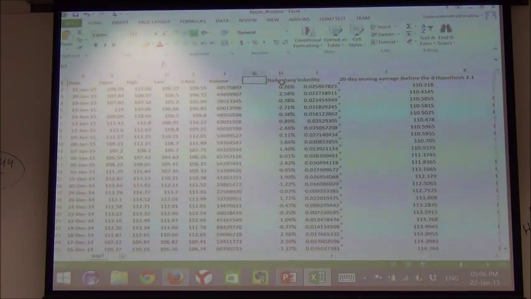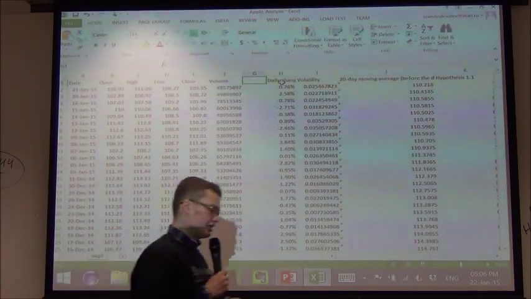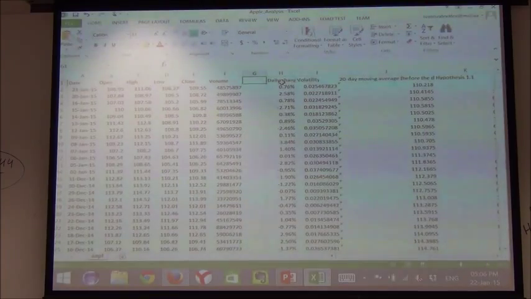What is an open price? Open price, it's the price which took place at the beginning of the trading session. So for example, if the trading session starts at 10 a.m., this is the price for 10 a.m.